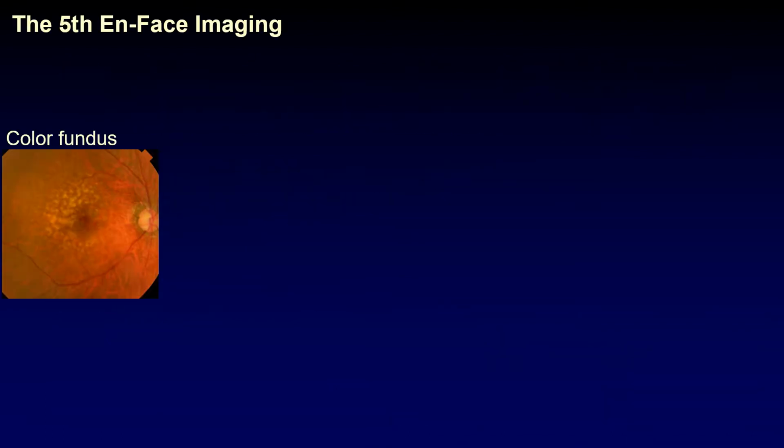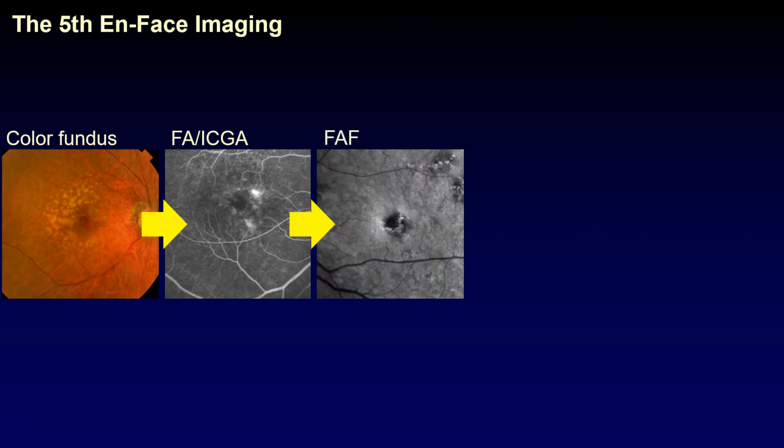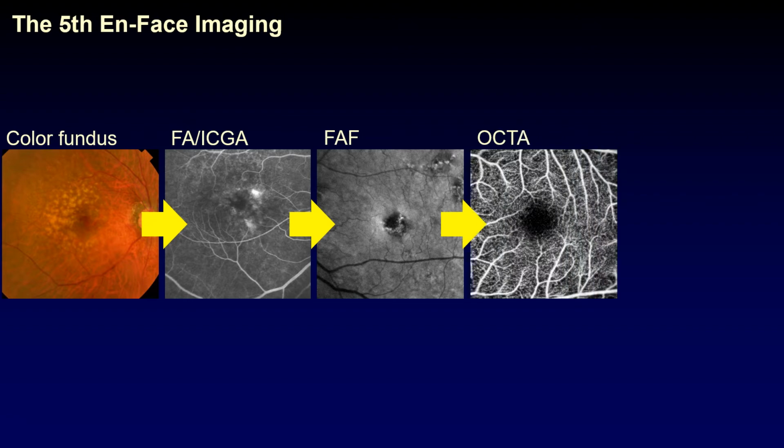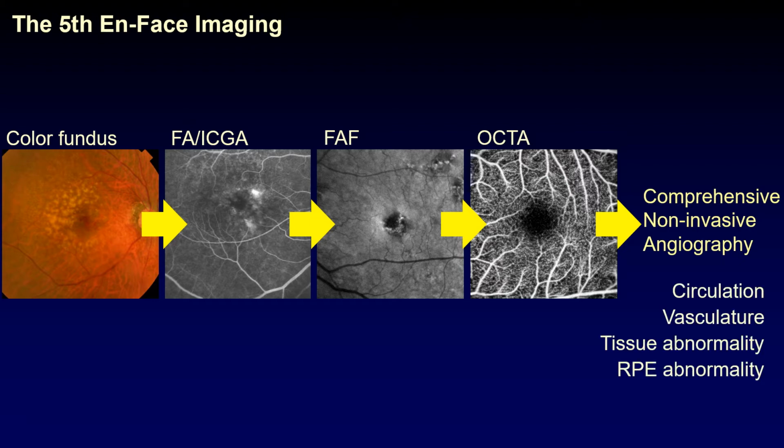The subject I'm going to talk about in this presentation is the fifth and fast imaging modality. What is the fifth and fast imaging modality? To think about it, I would like to start from color fundus photo as the first and fast imaging. Then the second might be FA and ICGA, and the third can be FAF, and then recently we have the fourth, OCTA. And what is the fifth? It might be a comprehensive non-invasive angiography. This non-invasive angiography should be sensitive to circulation, vasculature, tissue abnormality, and RPE abnormality.